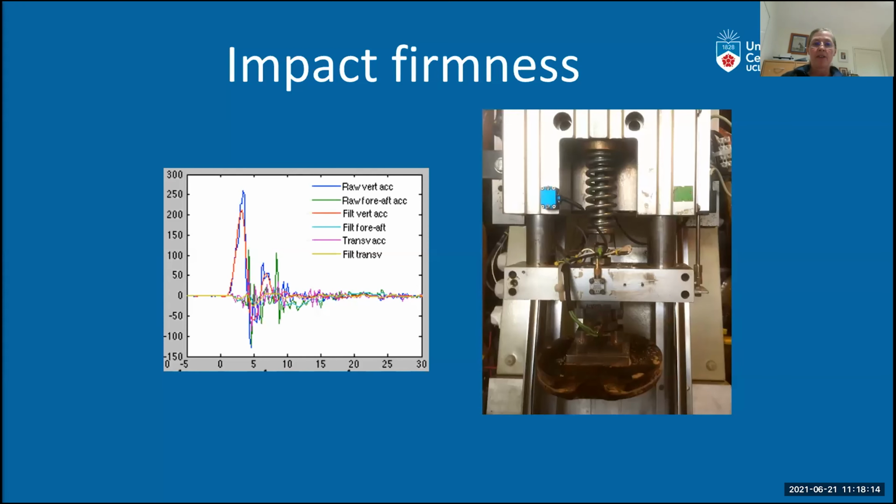When we're thinking about the OBST, which we use for measuring the functional properties as a gold standard, then we would obviously want to measure impact firmness by looking at acceleration. Here we have a triaxial accelerometer, which is at the level of the hoof component. So that's measuring impact firmness for us.